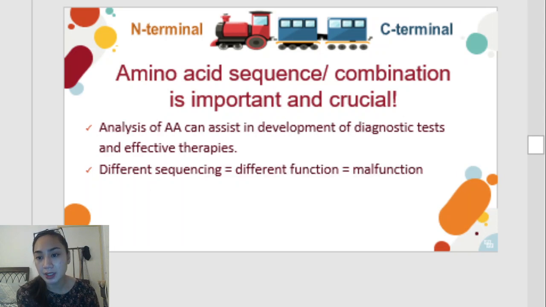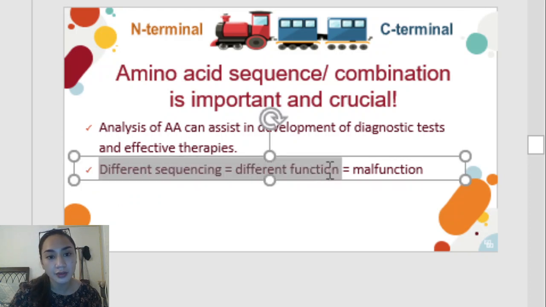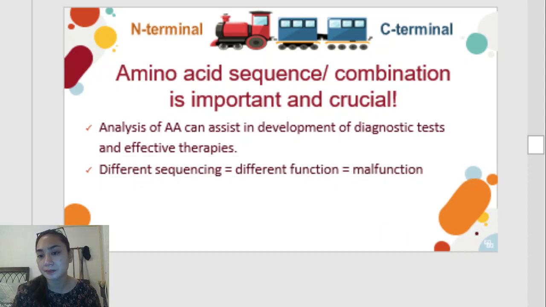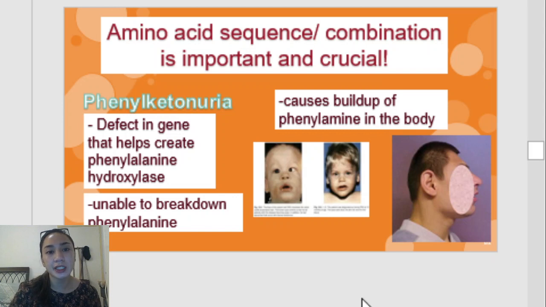So, for example niyan, no? Okay, so ito yung important din dito. Different sequencing ng amino acid natin results in different functions, will result to malfunction. So, for example, we have this thing called phenylketonuria. It is a defect in gene that helps create phenylalanine hydroxylase.